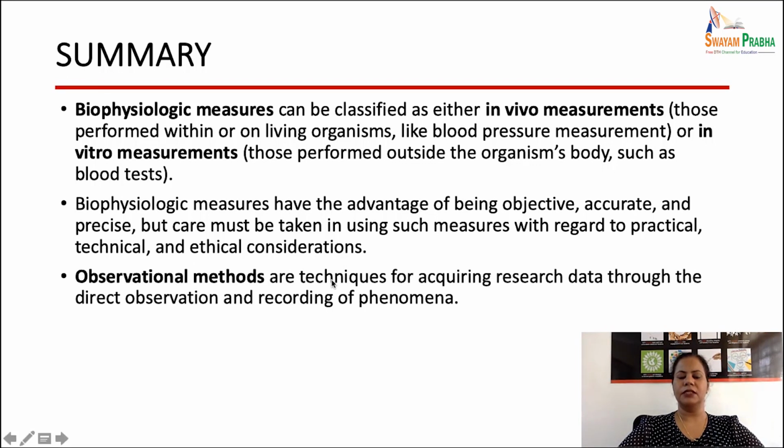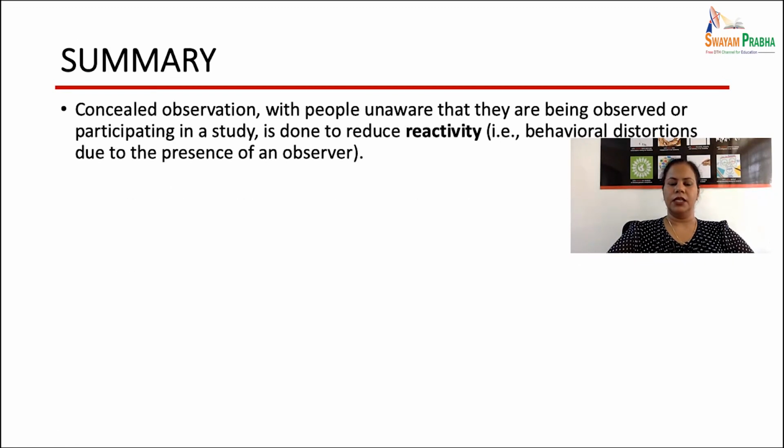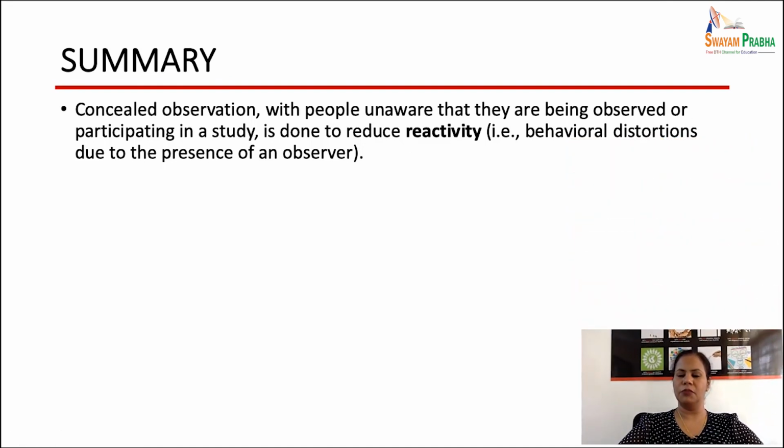Observational methods are techniques for acquiring research data through the direct observation and recording of phenomena. Researchers focus on different units of observation, which we have talked about, that there are two approaches, the molar approach and the molecular approach. The molar approach entails observation of large segments of behavior as an integral unit, whereas the molecular approach treats small specific actions as separate entities. Then concealed observation we have talked about, where people are unaware that they are being observed, and it is done to reduce reactivity so that people do not distort their behavior.